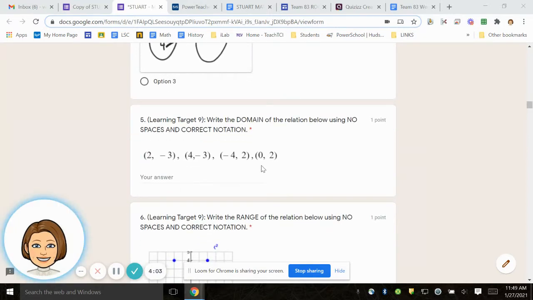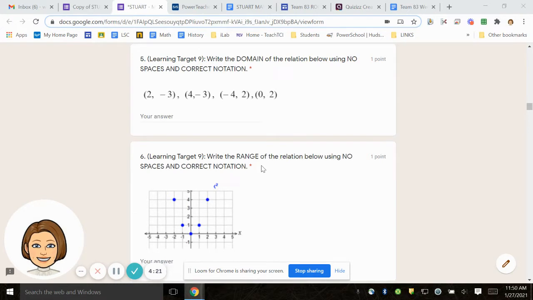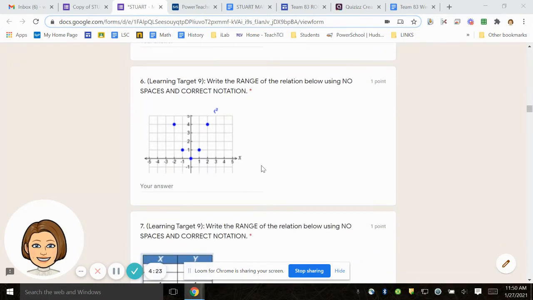Number 5, write the domain of the relation below using no spaces and correct notation. The domain. Your ordered pairs are (2, -3), (4, -3), (-4, 2), (0, 2). Number 6, write the range of the relation below using no spaces and correct notation.